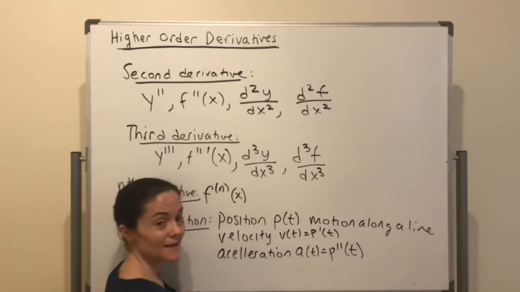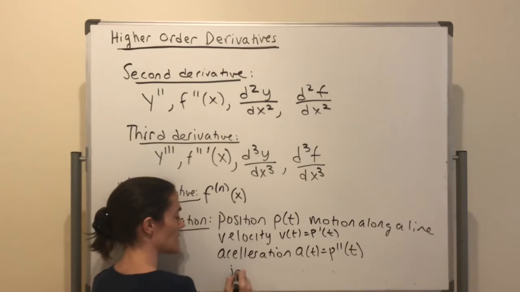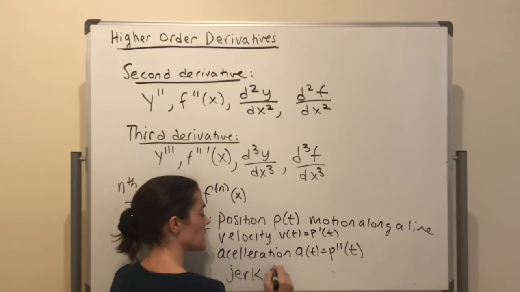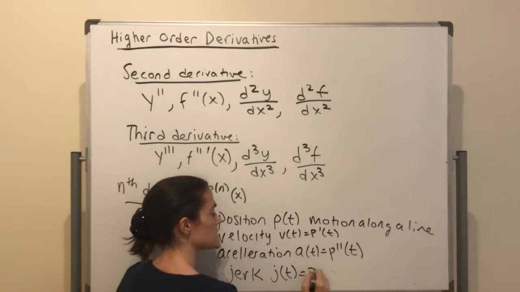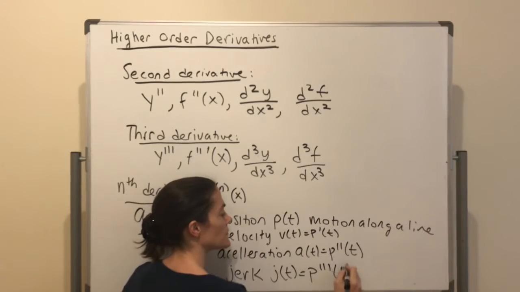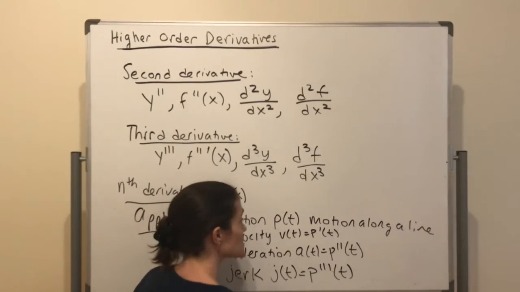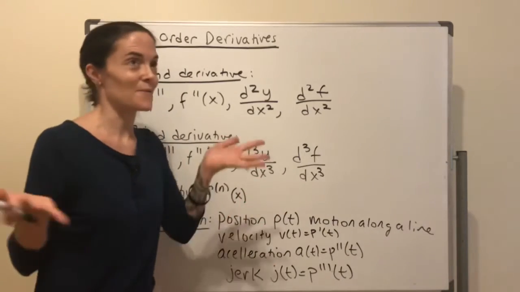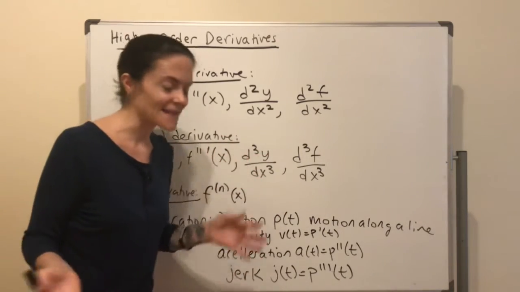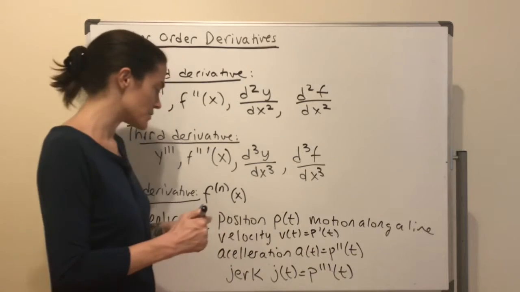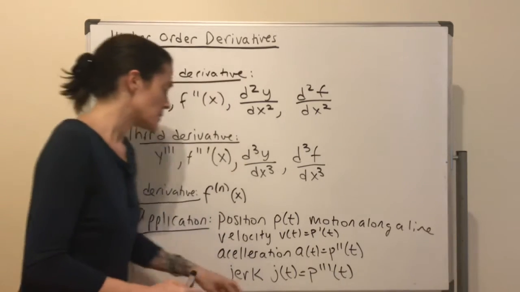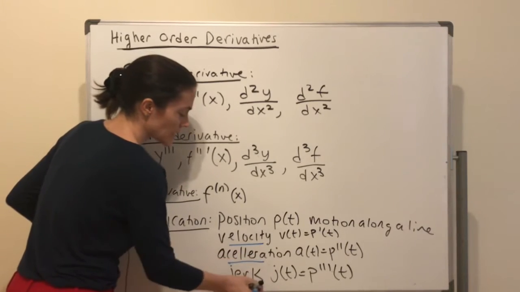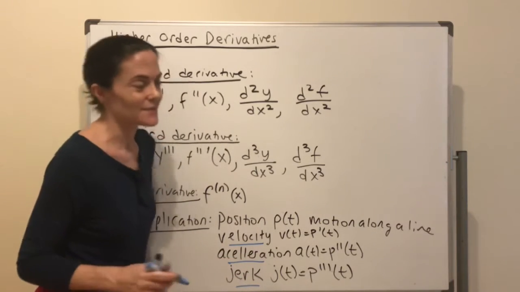And then there's one more you might see in a physics class. It's jerk, j of t. And this is the third derivative of position. So these are all things that come up when you have motion along a line, which is really how we started the semester, and it's an important application that we return to. We see this is an important use of the first, second, and third derivative.